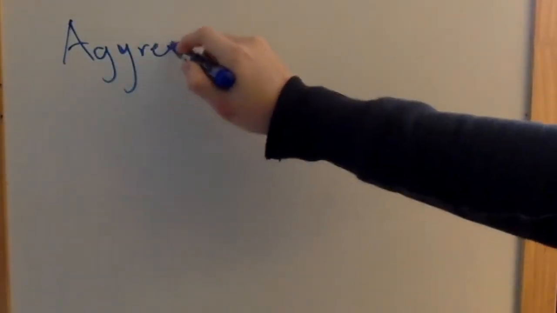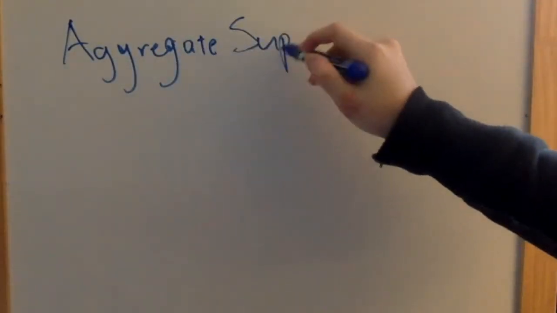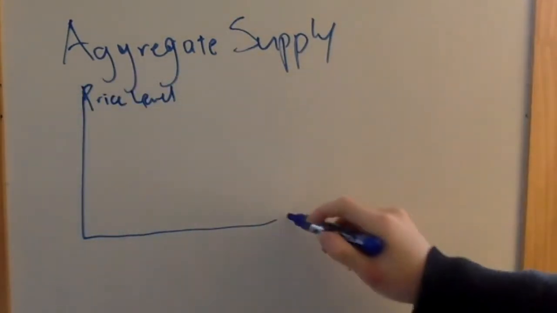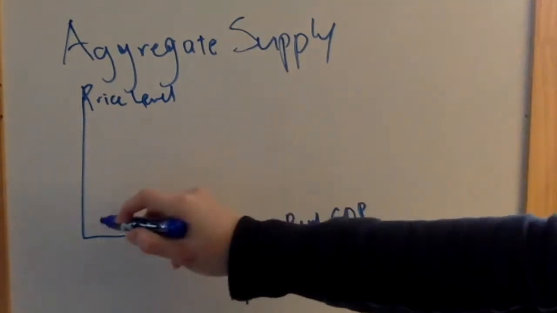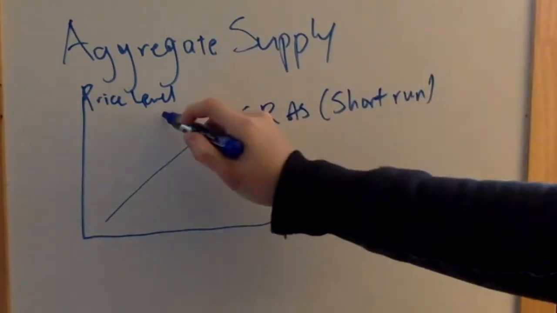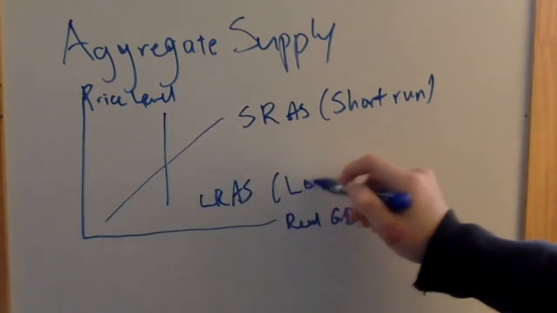Aggregate supply is the total planned production of goods and services in an economy. Aggregate supply is a bit more complicated than aggregate demand, mainly because in macro there are 2 aggregate supply curves: long-run aggregate supply, which is the vertical line graphically, and short-run aggregate supply, which is the upward sloping line.